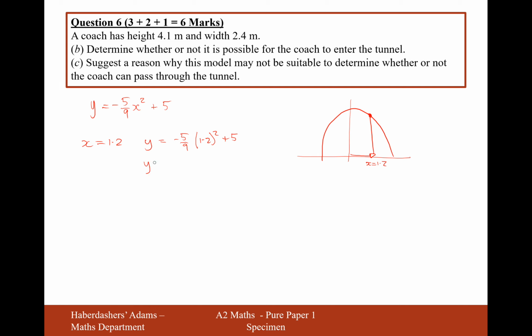Okay, so let's now see what this is going to give us. So grab the calculator. It's going to be minus fraction button 5/9 times 1.2 times 1.2 equals, and then add on 5, and that's going to give us a height of 4.2 meters. So the height of the tunnel at the coordinate x equals 1.2 is 4.2 meters. Exactly the same will be the case on the left-hand side as well, because the graph is perfectly symmetric. So yes, the coach can pass through the tunnel.